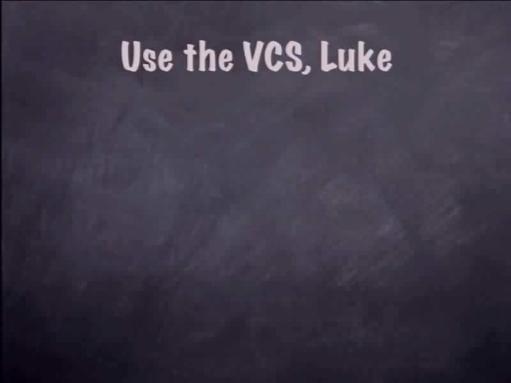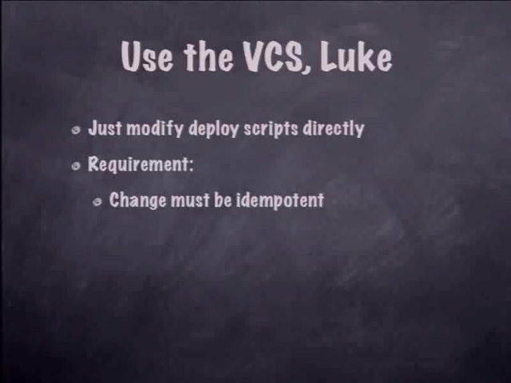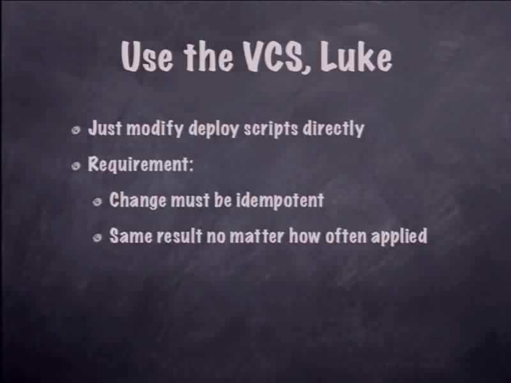So what I decided to do was to try to use the VCS history for this instead. Think about it this way. If we just modify the change scripts in place, right where they are, without copying them to new files, it might work with a single caveat, a single requirement, and that is that the change must be idempotent. Forgive me if I've mangled that word. What that means is that no matter how often or in what way this script is run, the outcome must be the same.